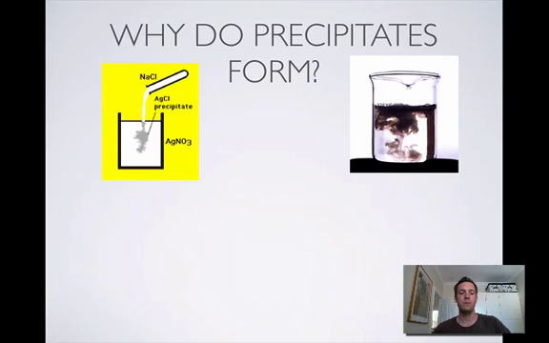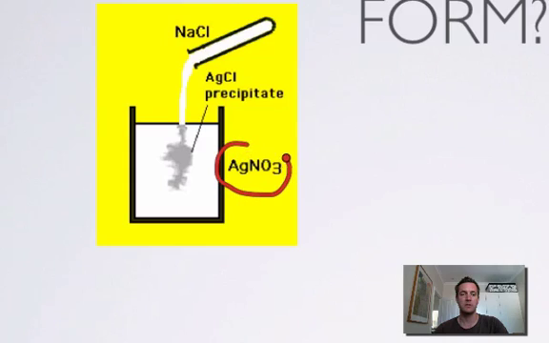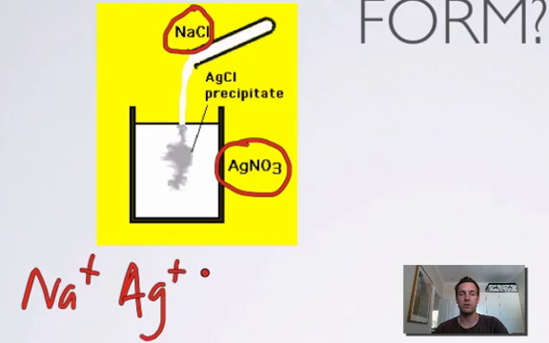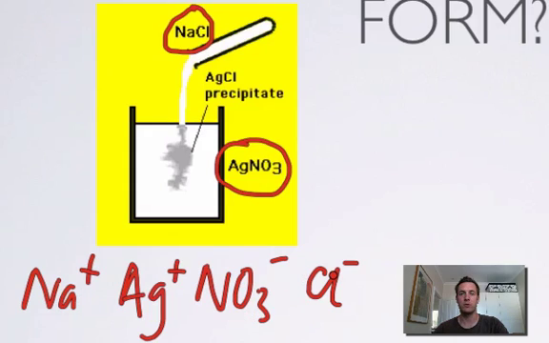First of all, why do precipitates form? Well, to understand that, we need to consider the solubility of different substances in water in particular. If we look at what's happening here, we're mixing silver nitrate with sodium chloride. If you look up on your data sheet what the solubility of those substances is, you'll see that they're both soluble. However, in this solution we've now got sodium ions, silver ions, nitrate ions, and chloride ions. We know that sodium chloride is soluble. We know that silver nitrate is soluble. We also know that sodium nitrate is soluble.